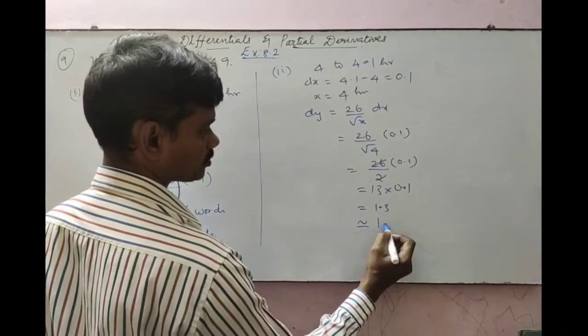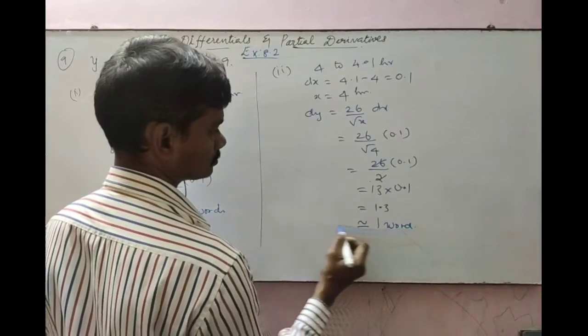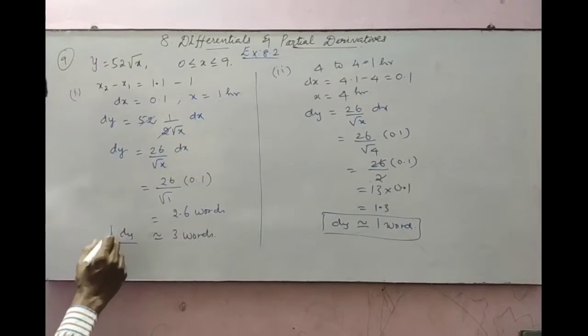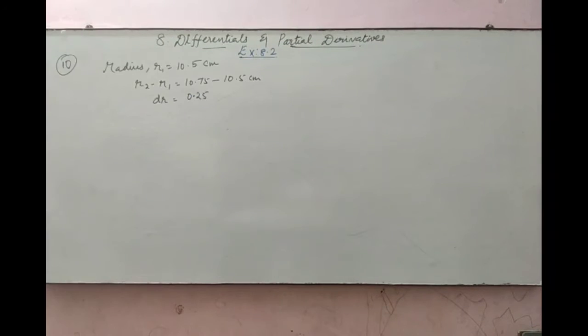Approximately we take this as one word. So dy equal to one word. Here the dy is 3 words.